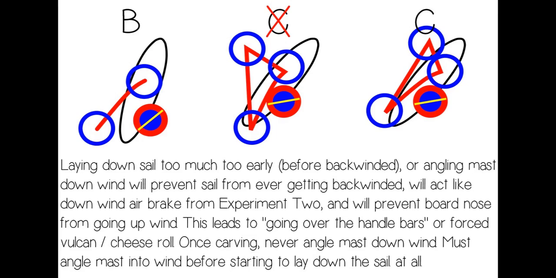If you are going over the handlebars into a Vulcan or cheese roll, or you are feeling no lift in the sail, then the sail is most likely not between you and the apparent wind. Probably you have tried to lay the sail down like a jibe rather than keep it upright, bringing it neutral and angling the mast upwind before falling onto it. Review the exercises and make sure that the mast leads the body and that the mast is upwind of the body before you fall onto the sail.